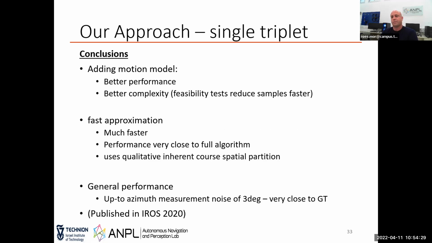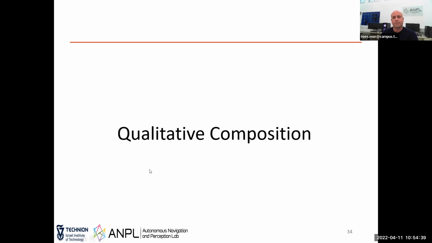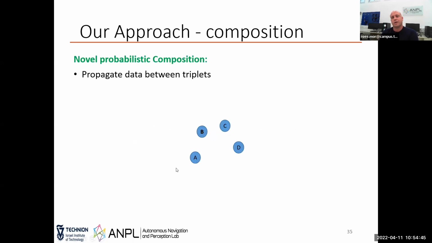So this was the first part of our research. We saw that this is a feasible method and it could be useful. And we published it in the IROS 2020 paper. And now I'm going to talk about qualitative composition.